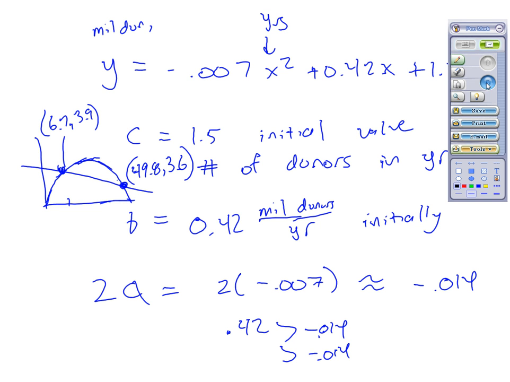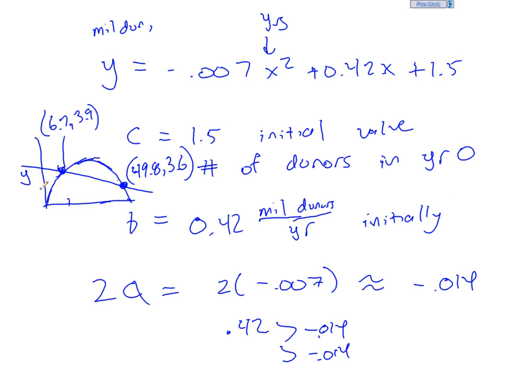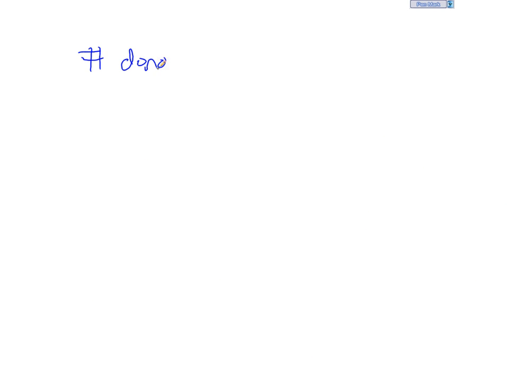Okay, well, how would we do this algebraically? Well, we want to know where are the 2 y's equal to each other, right? So the y's are equal to each other here, and they're equal to each other here. So when does the number of donors equal the number of people needing donors? In other words, when does the y equal the y?